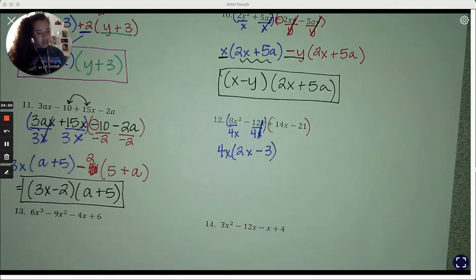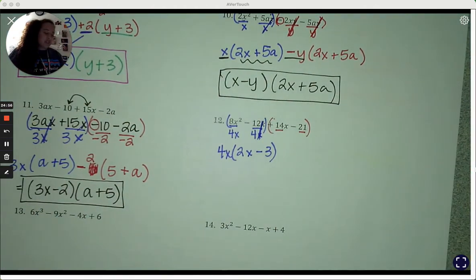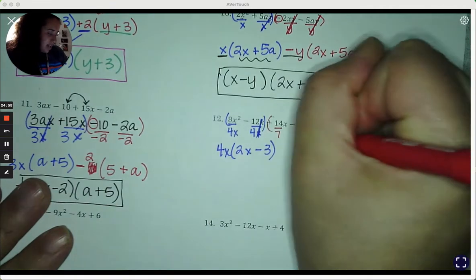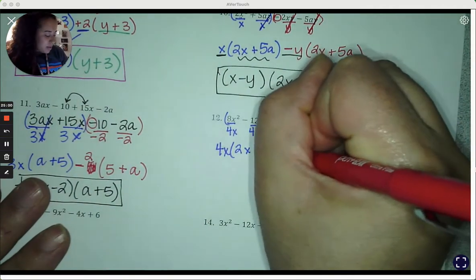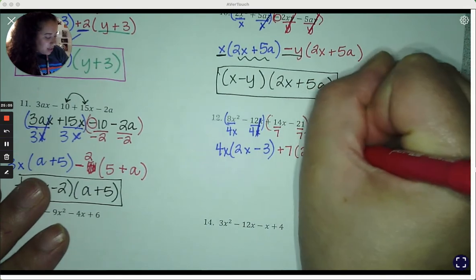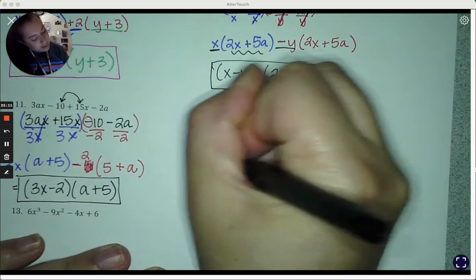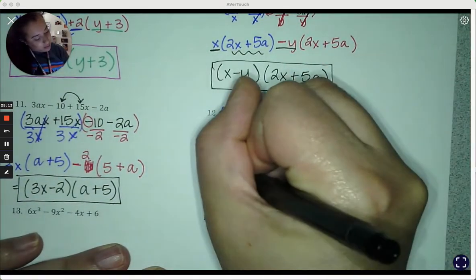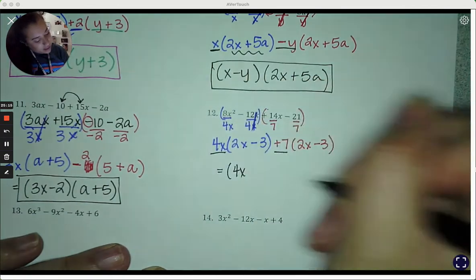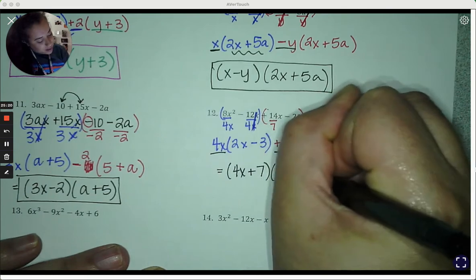And then looking at the red one, we have 14 and 21, which off the top of my head should be 7. So we have a positive 7, 2x minus 3. So my final answer, put those in my new set of parentheses, 4x plus 7 times 2x minus 3.